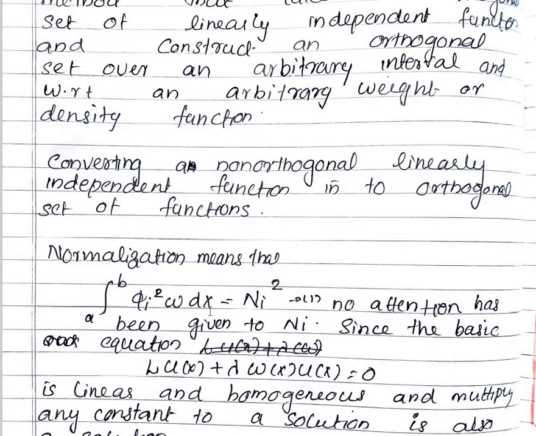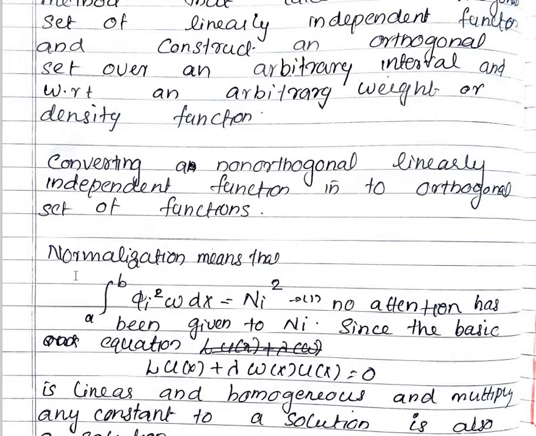That is, the integral from a to b of phi i squared w dx is equal to n i squared. Here n i squared is the normalization factor. So no attention has to be given to n i, since our basic equation, L u plus lambda w of x u of x is equal to 0, is a linear and homogeneous equation, and multiplying any constant to this solution is also a solution. So suppose we have a solution of this function u of x. When we multiply a constant to this function, it is also a solution. So we don't bother about this constant term n i squared.